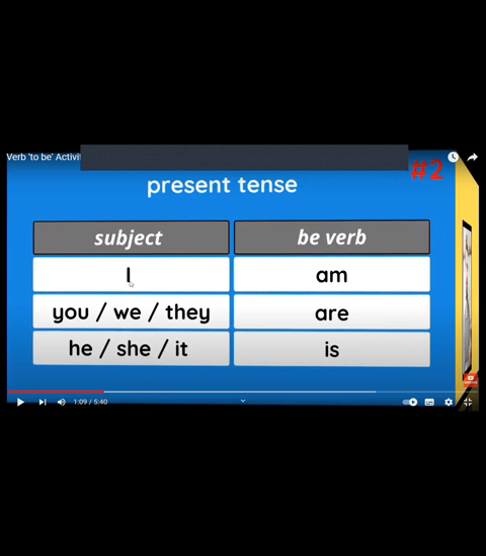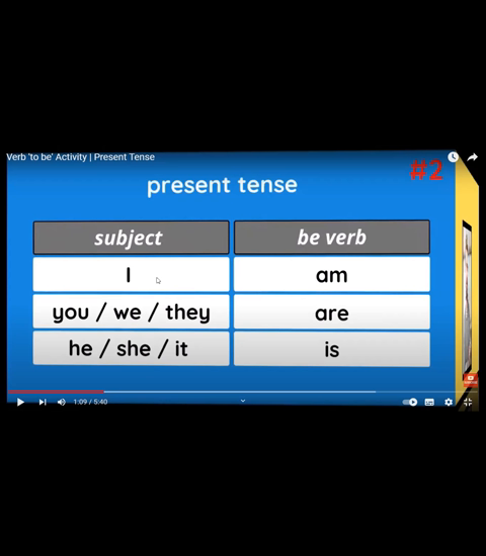I am a nurse. I am a teacher. I am happy. I am sad. I am tired. Do you know what tired is? What's the meaning of tired? Cansado. Yes, okay, I am tired. I am sleepy. What is sleepy? I am sleepy. Dormir. La soñolienta, right?